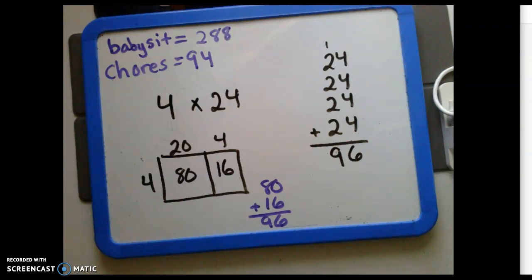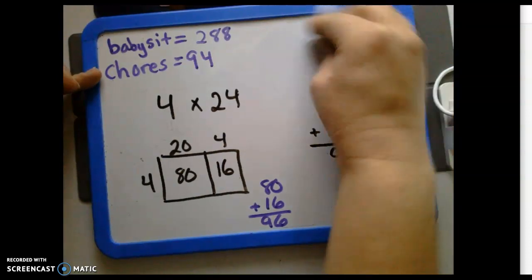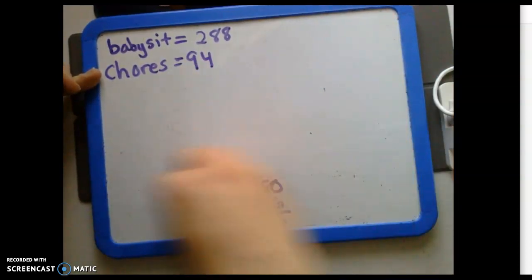All right, so let's think back to part A. It says, let D represent the total amount of money Eloise earns. Write an equation that models how much she earns. This is a multi-step word problem. We have to do more than one thing. We first had to find out how much money she earned babysitting, and then we had to find out how much she earned doing those chores. Now we can write an equation.